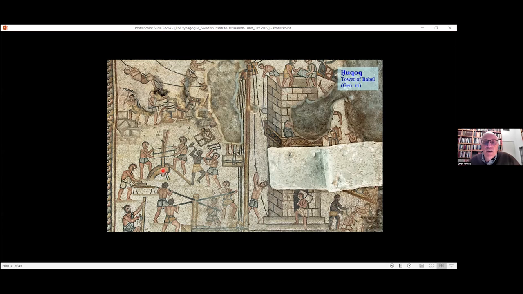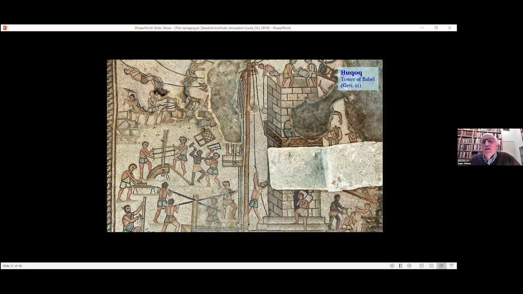We see two people fighting, right? One is holding an axe and one is holding a saw. And according to rabbinic sources, the people did not speak the same language. One could not understand the other. So someone asked for a hammer or for an axe, and someone else who did not understand him brought him a saw instead. So they started to fight. I told you to bring this and you brought me that. And this way the rabbis explain why they fought and they couldn't complete.